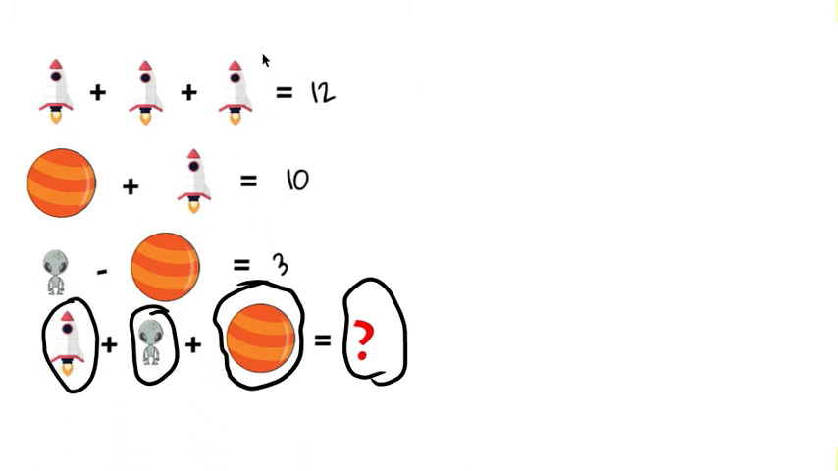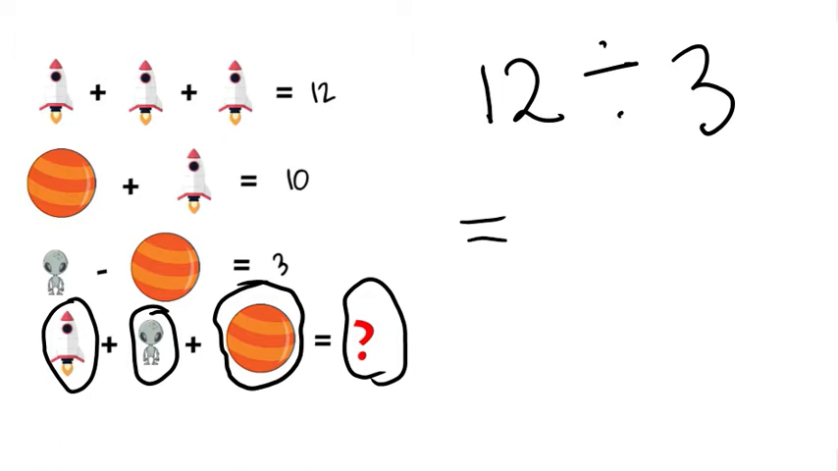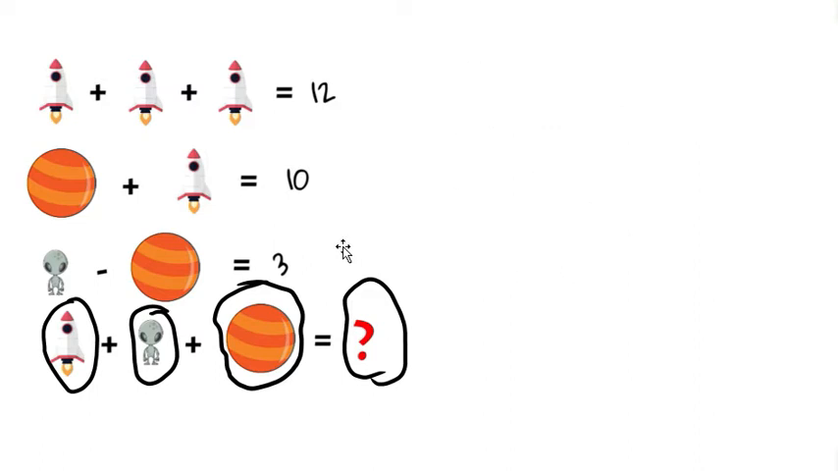So first we can find the value of rocket because it's basically adding rocket 3 times and getting the answer 12. So the rocket will be 12 divided by 3 because there are 3 rockets and there's 12 over here. So 12 divided by 3 is equal to 4. So this is our value of the rocket.